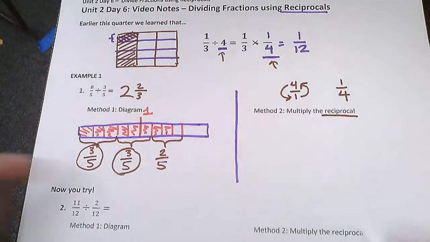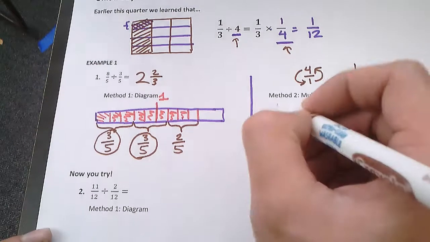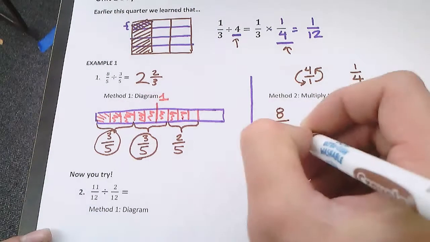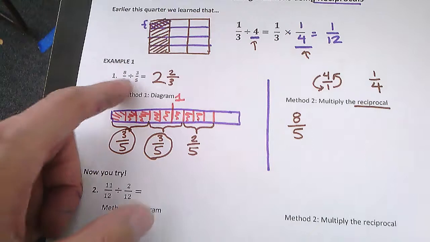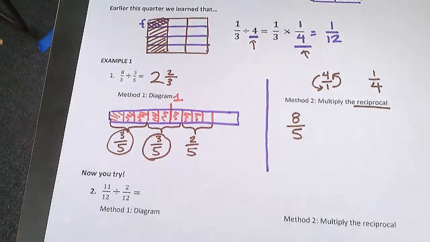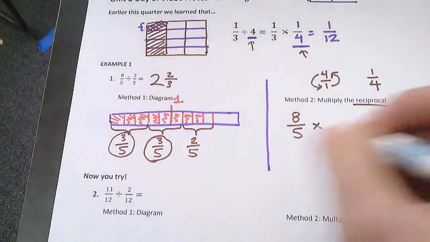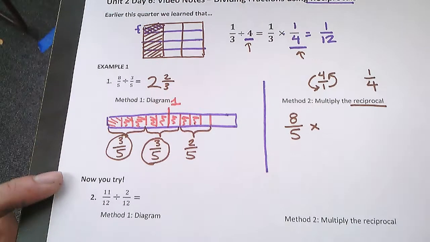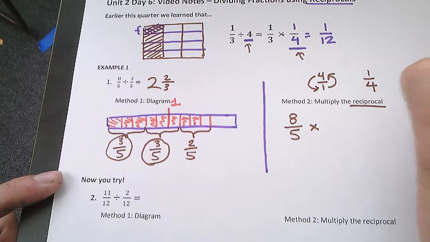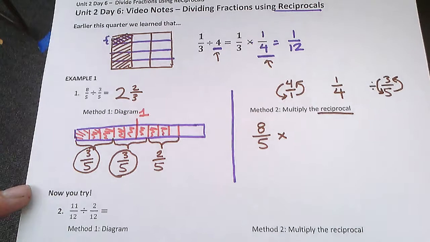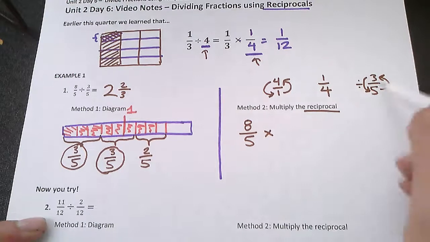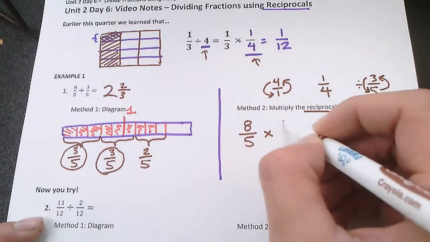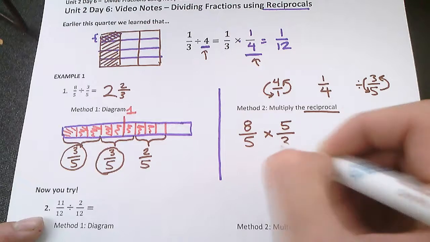So let's try that here. We have 8/5, write that out. 8/5. And then instead of dividing by 3/5, we are going to multiply by the reciprocal of 3/5. So we're going to switch the numerator and the denominator. So for dividing by 3/5, we're going to switch the numerator and the denominator, just like that. Switching it. So we're going to multiply by 5/3.